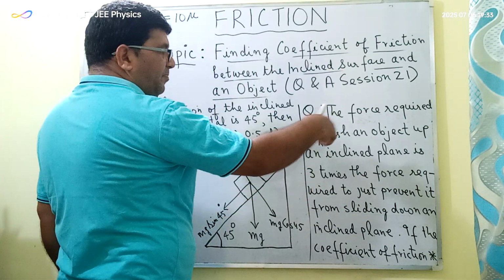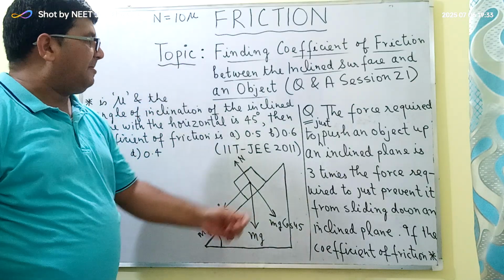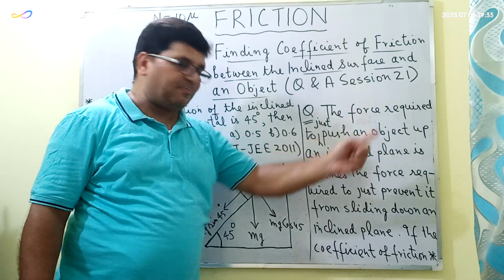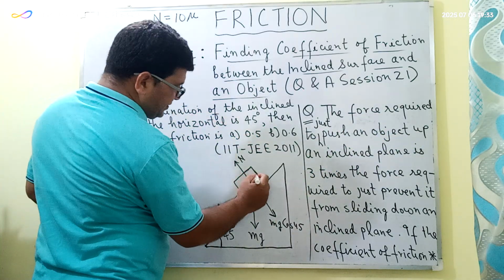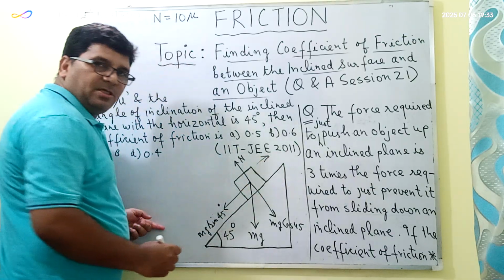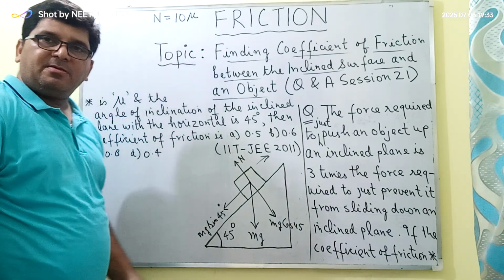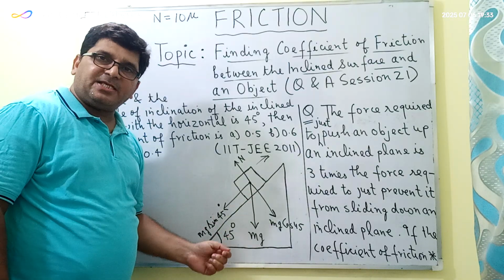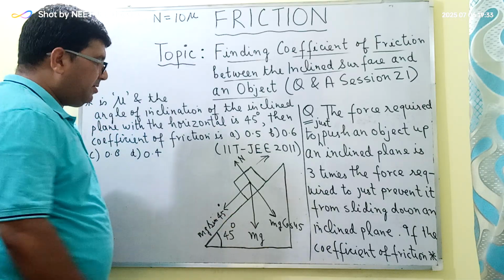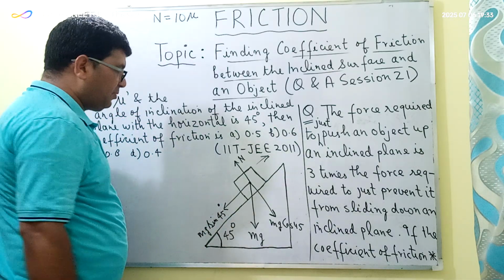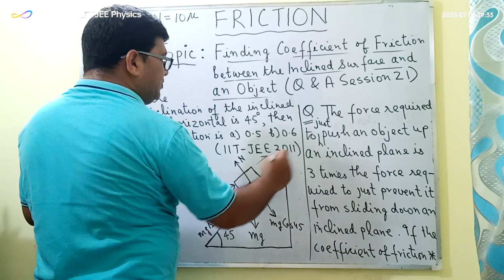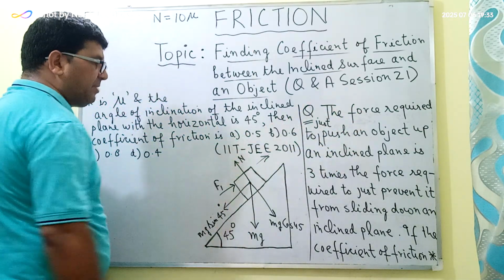So let us take the first case. In the first case, we are applying the force which is just enough to push an object up the inclined plane. So the object is moving up the inclined plane, in this direction. The force of friction will be acting in the opposite direction, that is downward, or you can say down the plane, because the force of friction opposes the relative motion. Let us say in the first case, I am applying a force, say F1, in order to just push this object up the inclined plane.